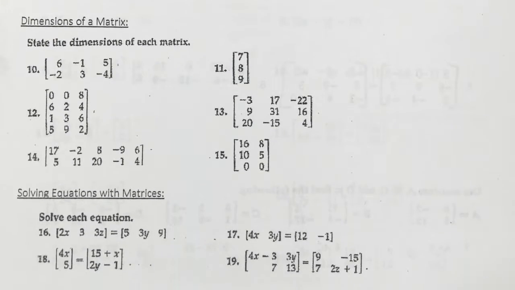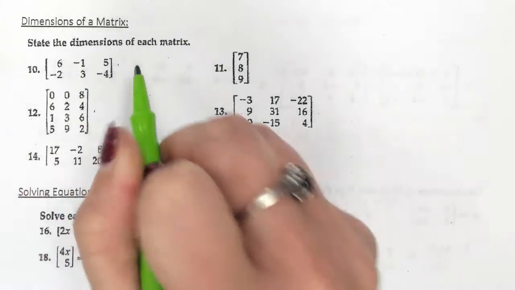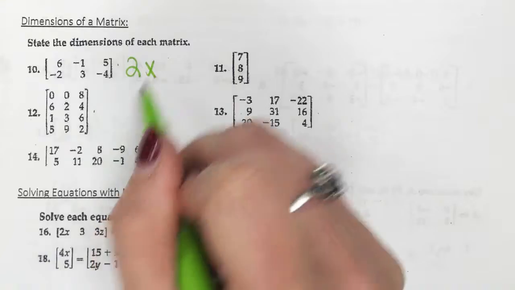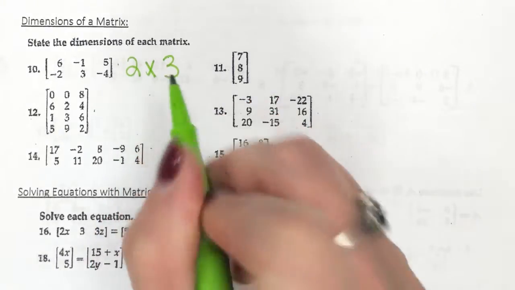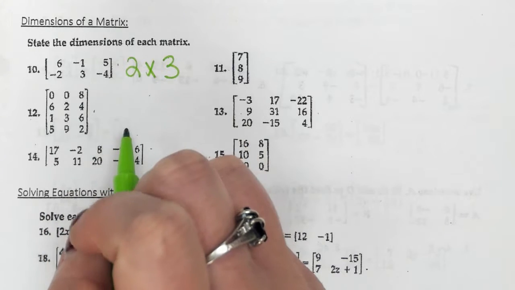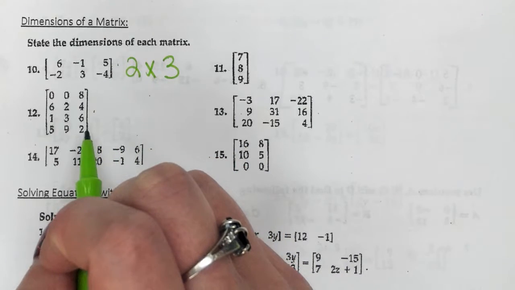All right, all you have to do is tell me how many rows there are. 2 by, and yes, you have to make sure you put that x, and there are 3 columns. So rows are left and right, columns are up and down. And that's it, ladies and gentlemen, you just stated the dimensions. Told you it was easy.